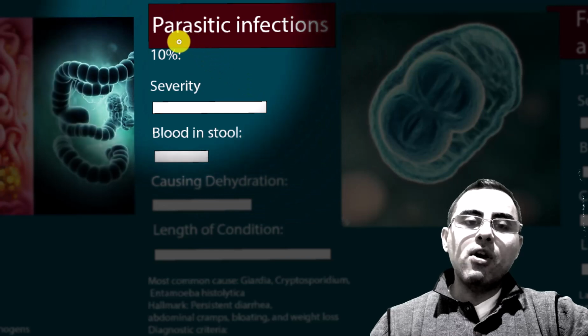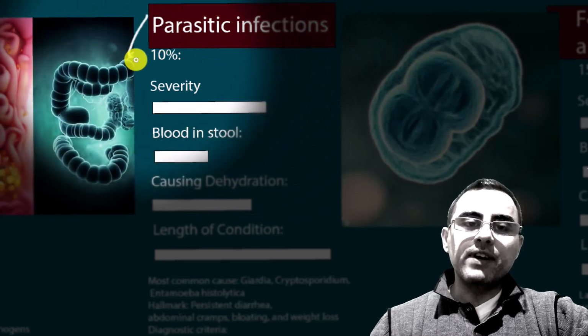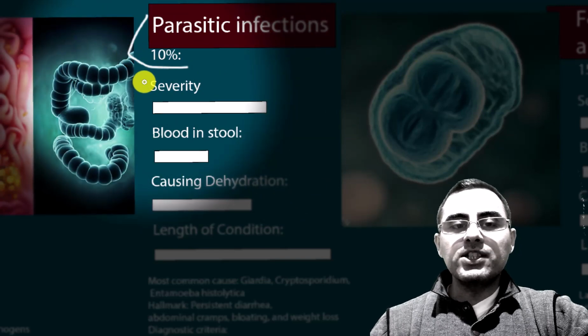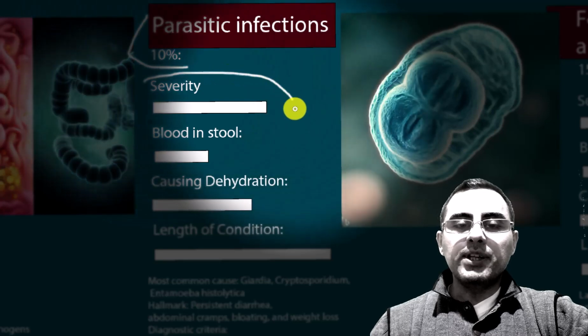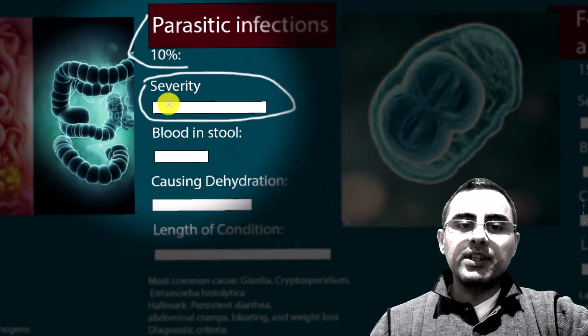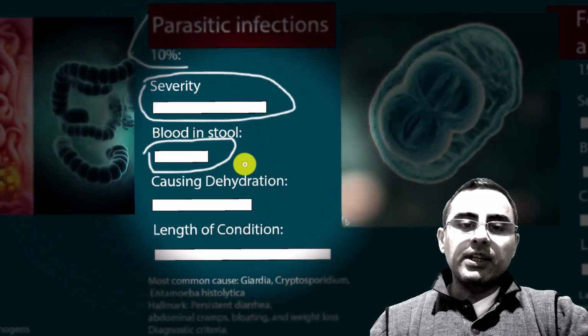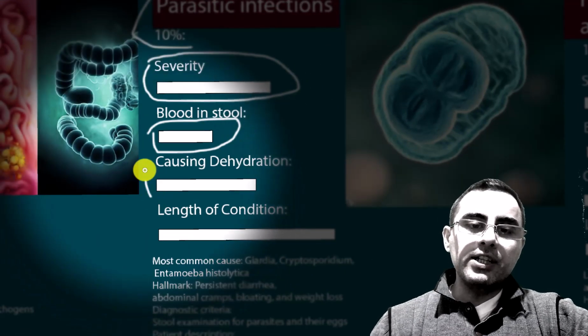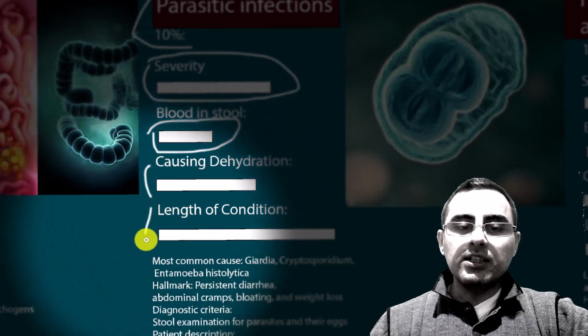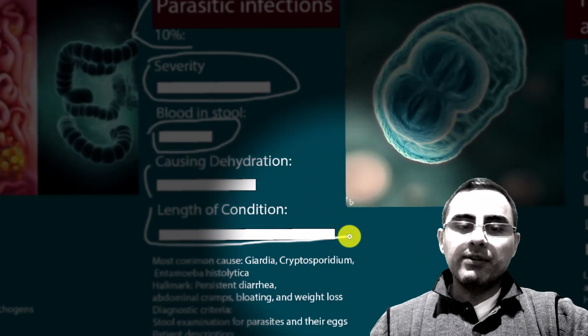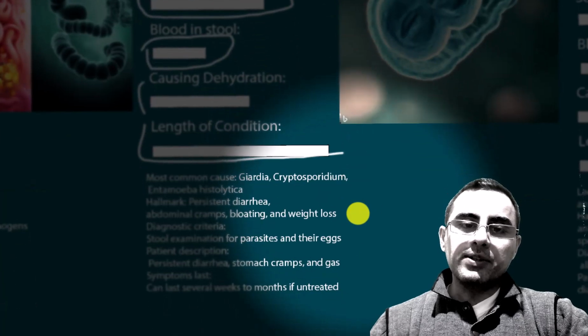The third most common cause of diarrhea is parasitic infections. Parasitic infections can cause severe abdominal pain and abdominal cramps. Blood in the stool sometimes occurs. It can cause dehydration, and the condition lasts a long time. It can last for several weeks if left untreated.